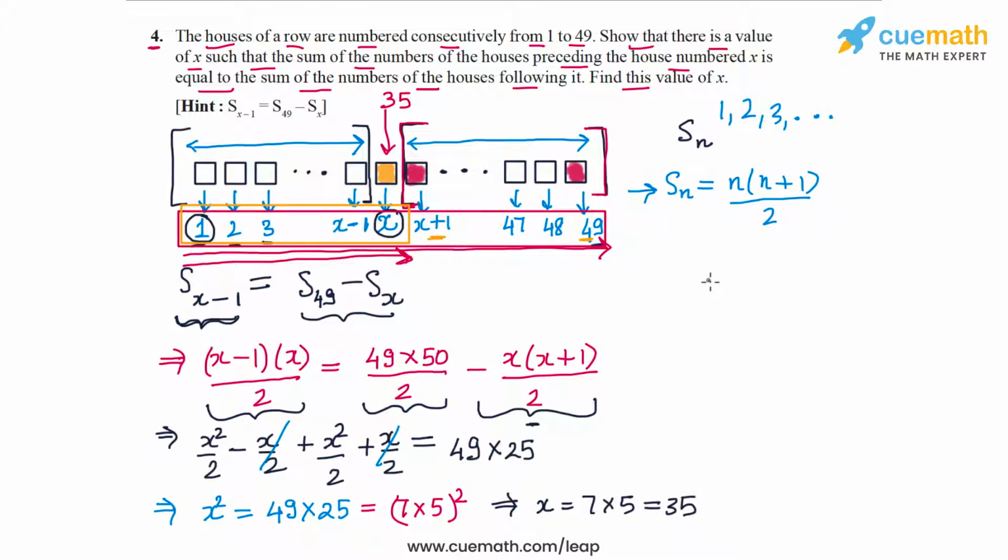So as a verification of this question, you can actually verify that the sum starting from 1 and going up to 34, and the sum starting after 35, which is 36, and going up to 49, these two sums will be exactly equal. So you can verify this as a follow-up exercise to this question. So the answer is that the value of x is 35.